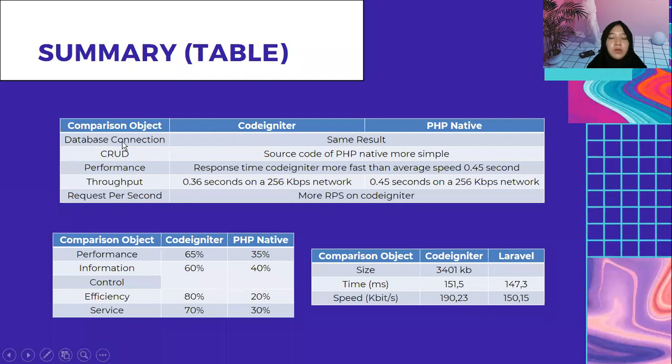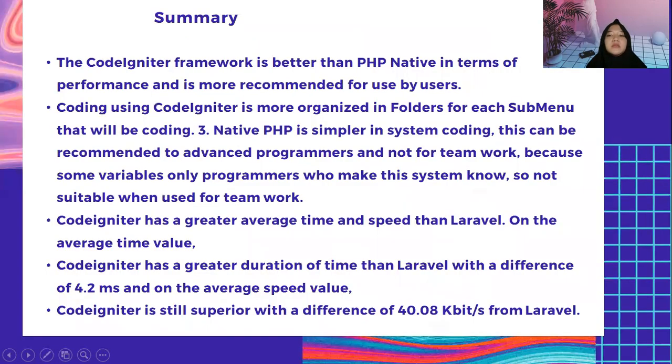As on the table, we can conclude that CodeIgniter is more efficient, more liked by the user, and then the speed is high. The speed is greater than Laravel for the same page.